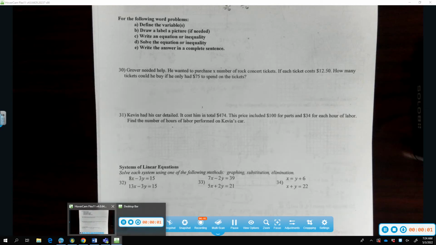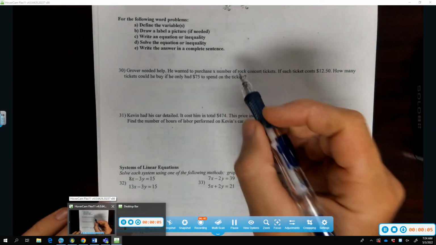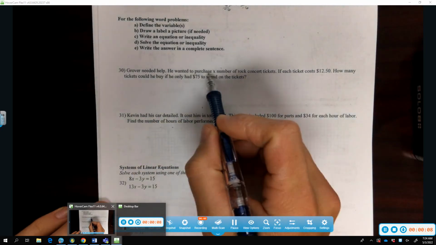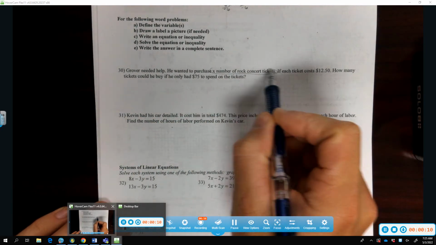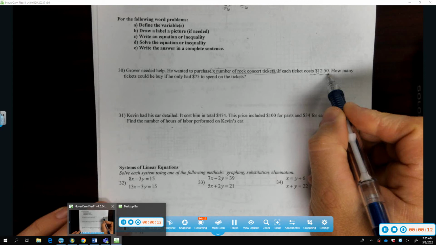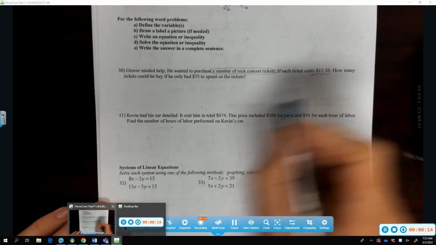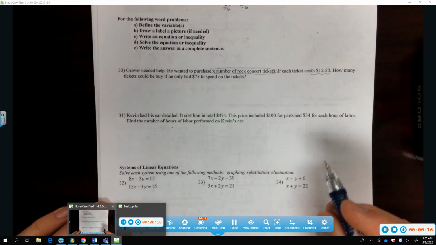Looking at number 30 here. Let's write our equation. First step, we need to define our variables. It says Grover needed help. He wanted to purchase x number of rock concert tickets. If each ticket cost $12.50, how many tickets could he buy if he only had $75 to spend on tickets?